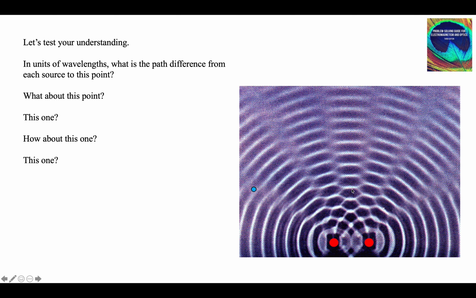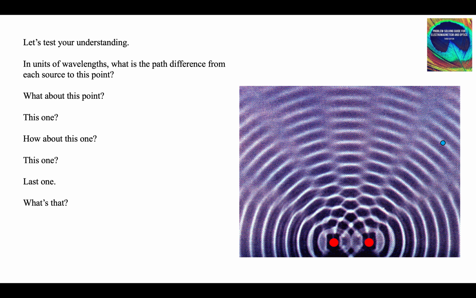How about this one? What is this? Here is the central maximum. Half a wavelength, 1 wavelength, 1.5 wavelengths, 2 wavelengths, 2.5 wavelengths. So if I drew a line from here to here, and the right side, R2 is 2.5 wavelengths longer than R1. Last one, how about this guy? Way over here on the right. That's the central max, first min, first max, second min, second max, that's the second max. Path difference is 2 wavelengths.